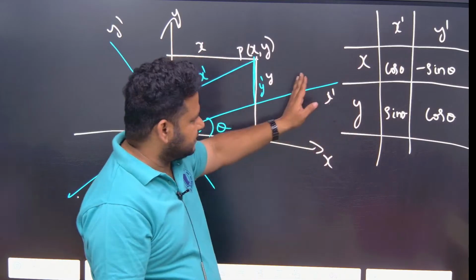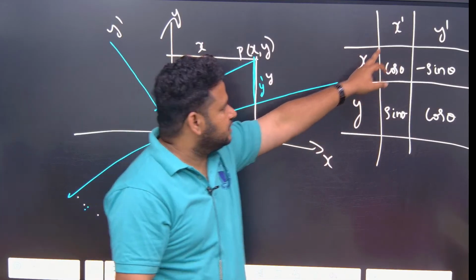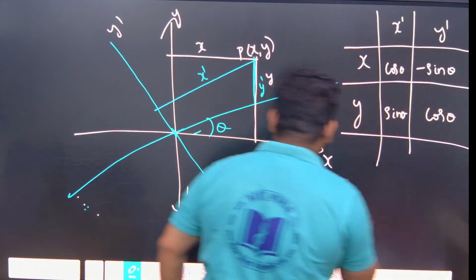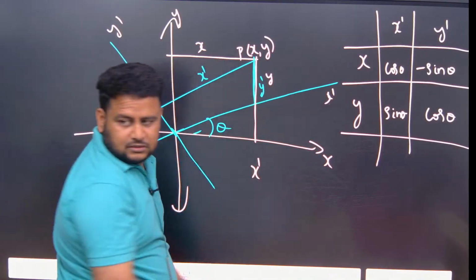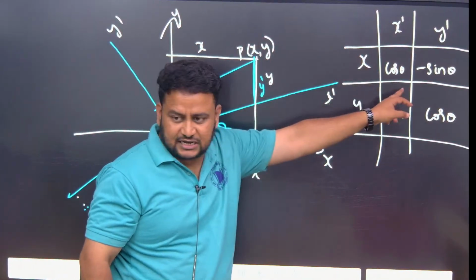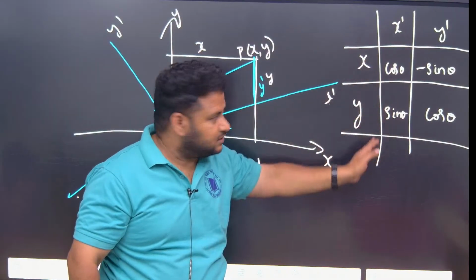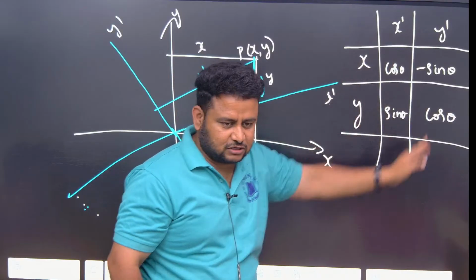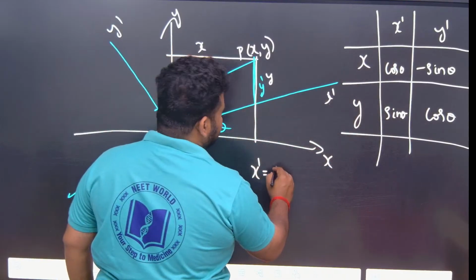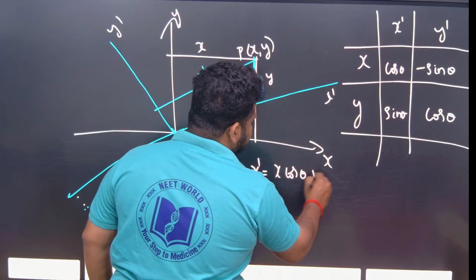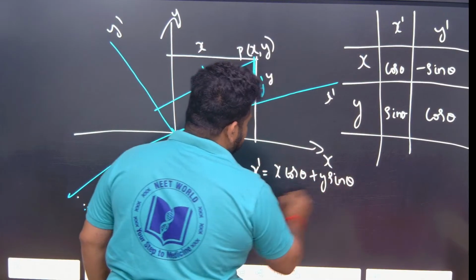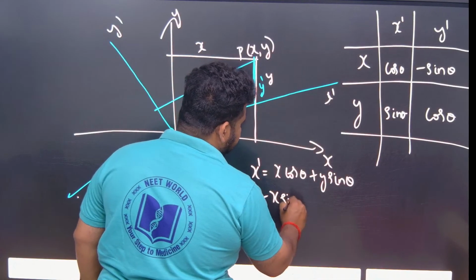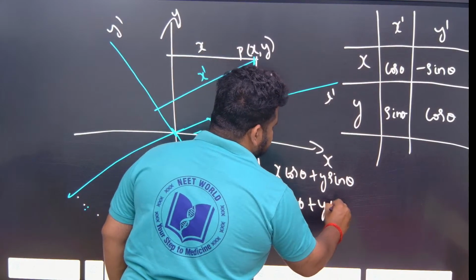So see here, if they ask x dash, what should you do? You forget this, this into this plus this. So let me write it down. x dash will be equal to x cos theta plus y sin theta. y dash will be equal to minus x sin theta plus y cos theta.